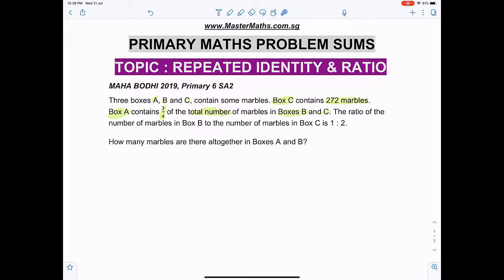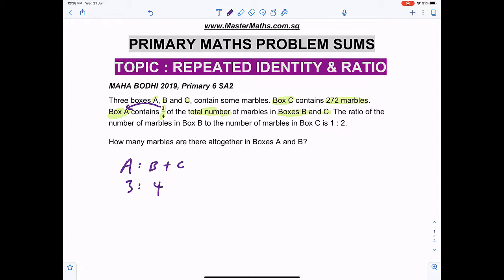Alright, so what does this statement mean? It means that if you were to write a ratio for A is to B and C, this is how you're supposed to write it. A will take on 3 and the total of B and C will take on 4, like this.